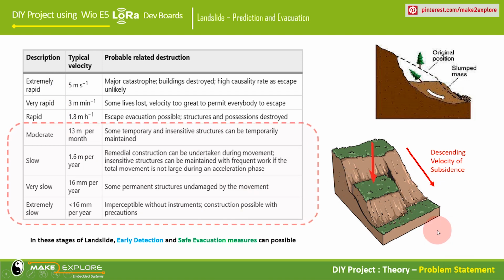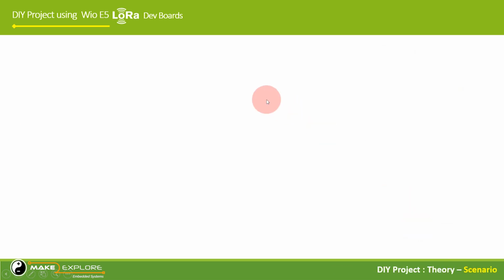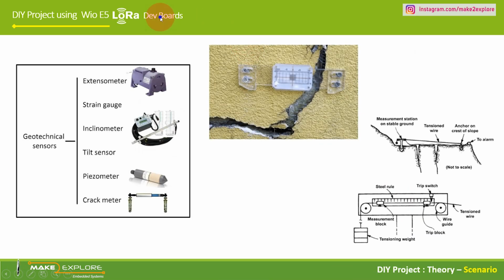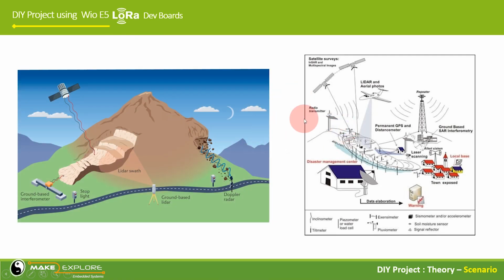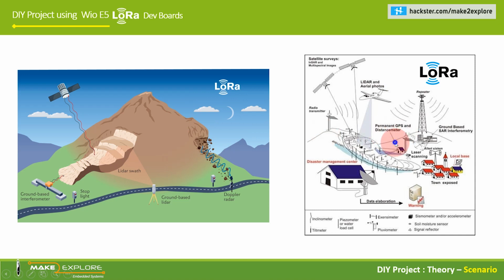Now let's see where the actual implementation of our DIY project stands in these kinds of systems. Please note that the project which we are going to design is not about high quality or innovative detection or sensing. We are going to cover only the communication part. Meaning how LoRa WSN can be helpful in reliably, effectively and efficiently conveying monitored data to the distant concerned authorities.